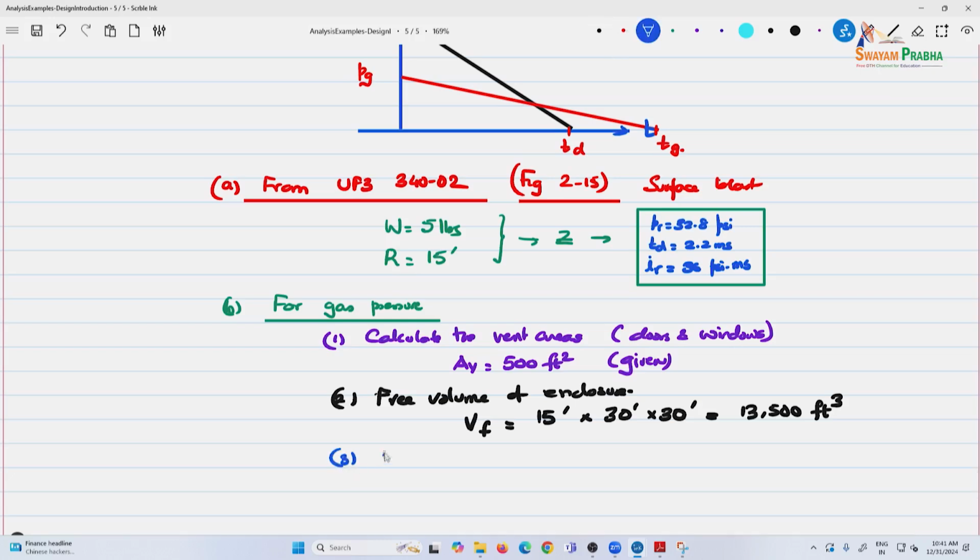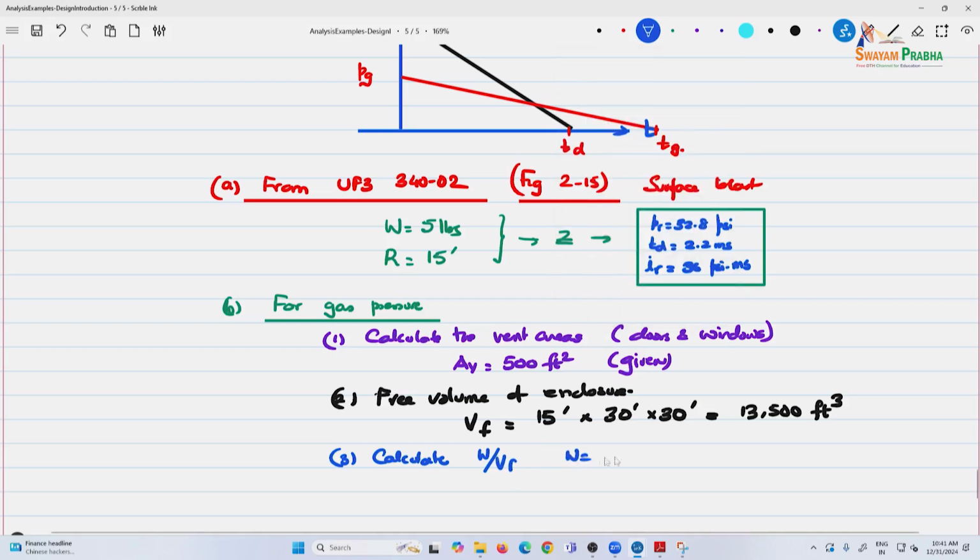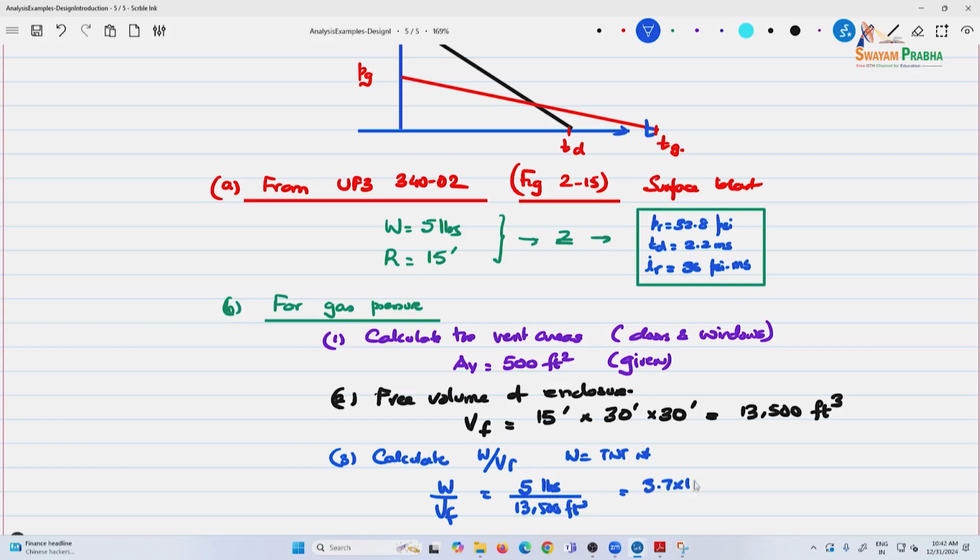Third thing is to calculate the TNT weight ratio, where W is the TNT weight. So this comes to 5 pounds divided by 13,000. So this is 3.7 times 10 to the power of minus 4.